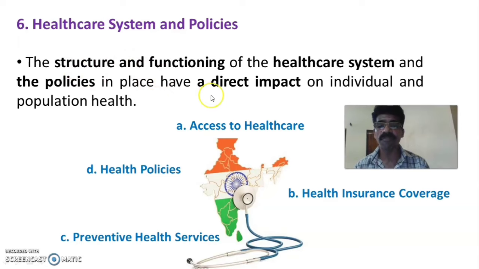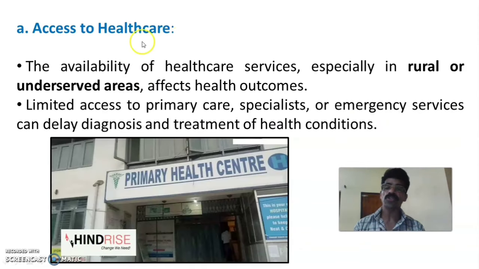Thus, the structure and functioning of healthcare delivery services in the country, that is the health system or healthcare system of the country, and the health-related policies have a direct impact on individual health and population health, or citizens' health. The sub-factors under healthcare system and policies include access to healthcare, then health insurance coverage for the public or citizens, then preventive health services rendered by the government healthcare system, and various health policies: national health policies and other policies such as education policy, population policy, health policy, etc.